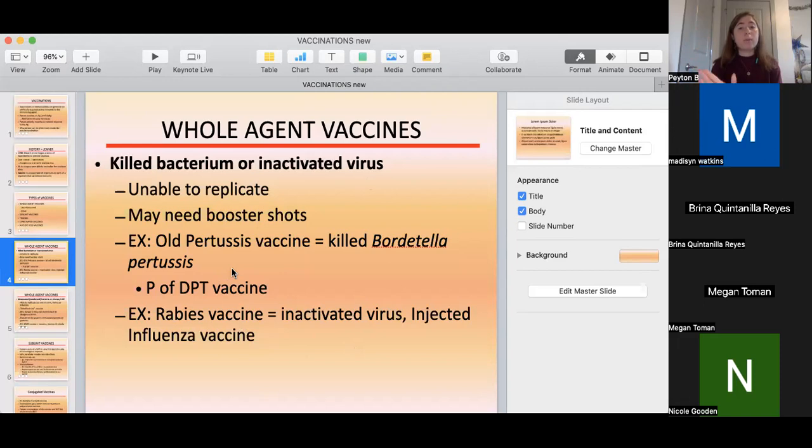So a couple examples. For each kind of vaccine, you should know what it does, what makes it different from other vaccines, and some examples of pathogens that can be prevented by that kind of vaccine.